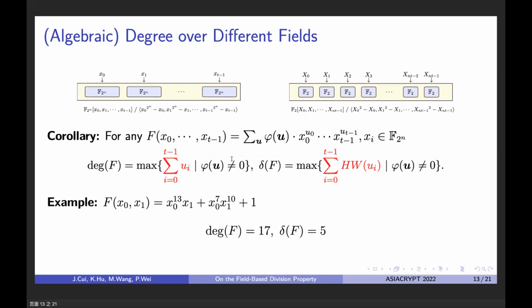The connection between the two kinds of degree is as follows, given a polynomial f here. The polynomial degree, denoted by deg of f, is just the usual degree of the polynomial. The algebraic degree, denoted by delta f, is given by the maximum of the Hamming weight of exponents with non-zero coefficient. For example, let f be a function of x0 and x1. The polynomial degree is just the ordinary degree, 7 plus 10, that is 17. And since the Hamming weights of the two monomials are 4 and 5, the algebraic degree is 5.